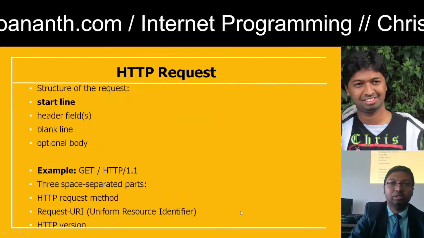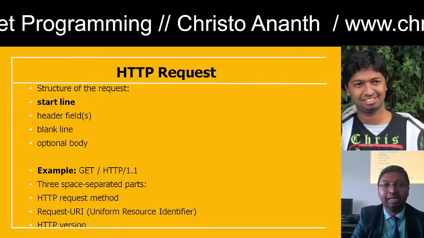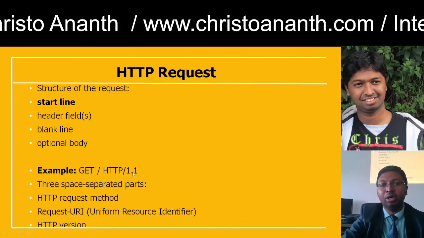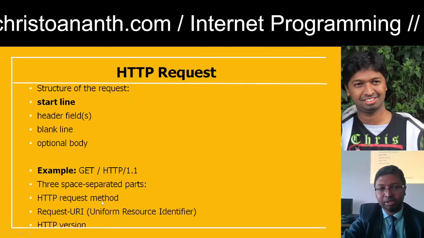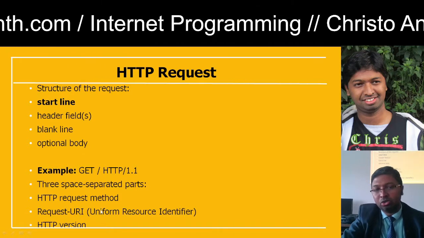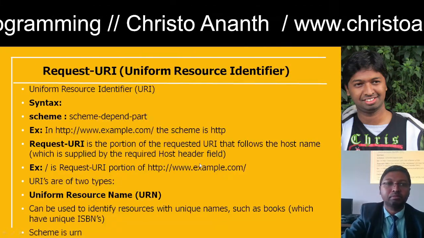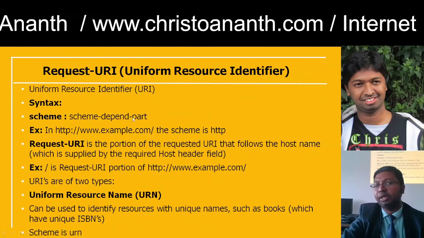Okay, so we have the start line, header fields, blank line, and optional body. The start line is nothing but GET HTTP 1.1, where we have three parts: HTTP request method, request URI (uniform resource identifier), and HTTP version. For URI, this is the syntax: scheme, then scheme-dependent part.